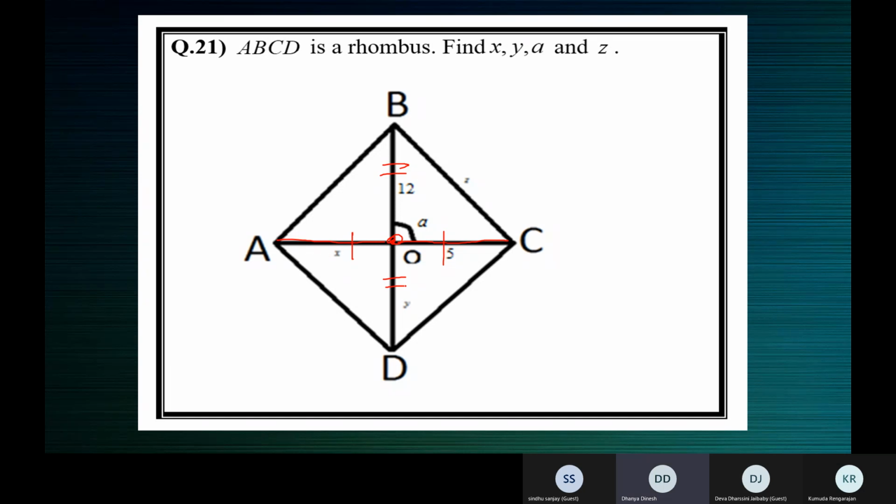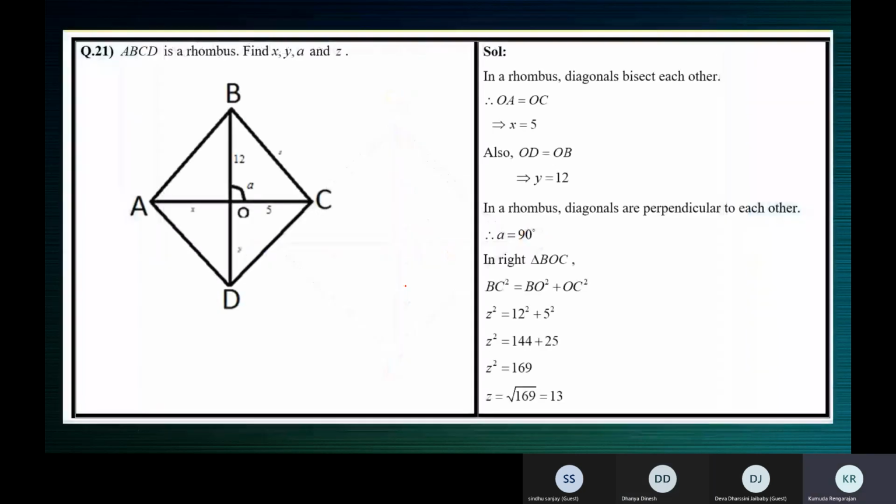Ma'am, Z is equal to 13. Z is equal to 13 units. Correct. Let's see the answer. Please go through every step in the solution.